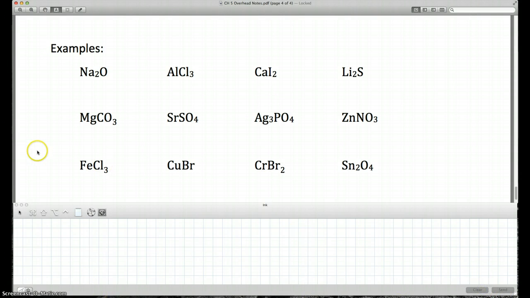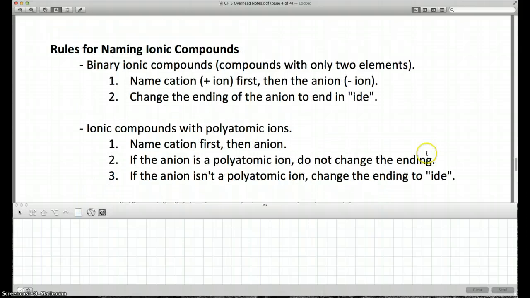So, lithium and sulfur. Li2S would be lithium sulfide. Instead of sulfur, it's sulfide. Okay, going back up to our rules here.